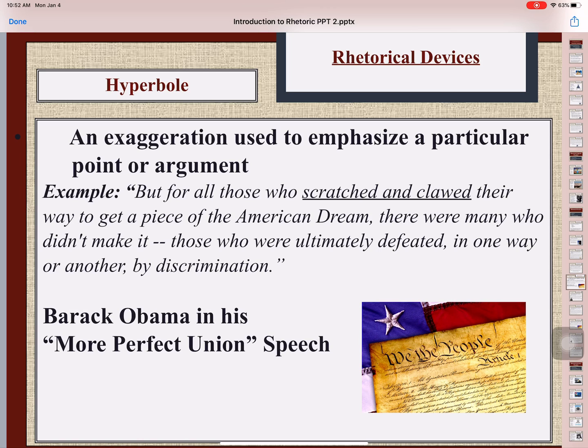Moving on. Hyperbole. Kidding, it's hyperbole. Man, I've told you a million times to not goof around with these kids.